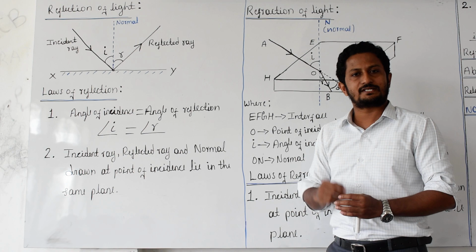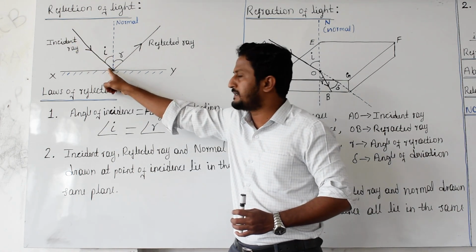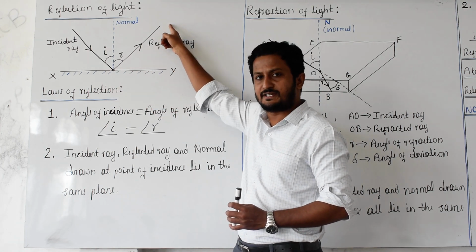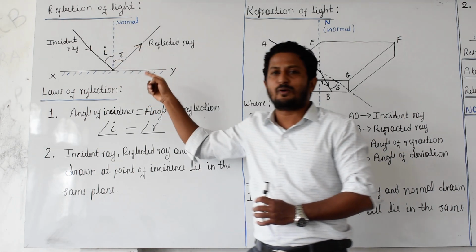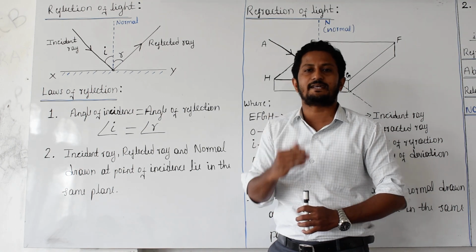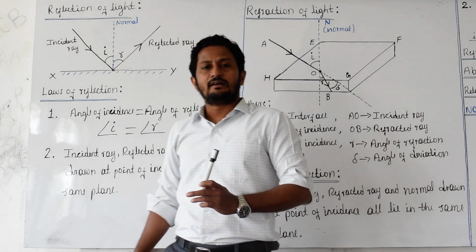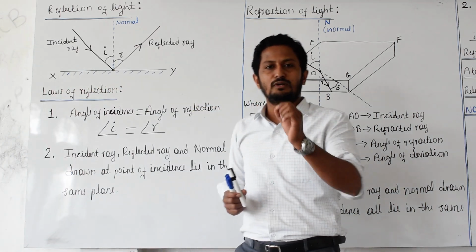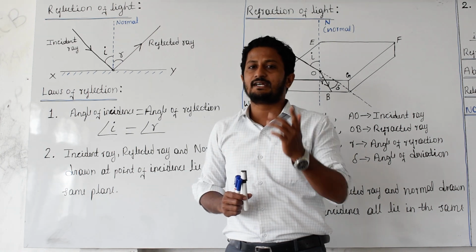Thereafter, the second law is there. What is that second law telling? The second law says this incident light ray and this reflected light ray and the normal drawn to the point of incidence are all lying in the same plane. Incident light ray, reflected light ray and the normal drawn at the point of incidence are all lying in the same plane.